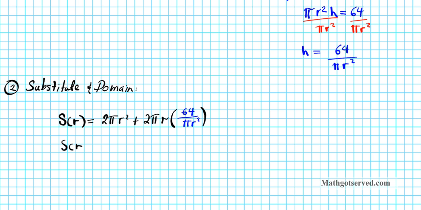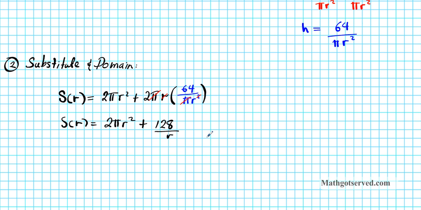We're going to have s of r is equal to 2 pi r squared plus, going to simplify to 128 over r. So basically you have the r cancel, this r goes here once, and then this pi cancels out with this pi, and then 2 times 64 is 128 over r. Okay, so this is our surface area function in terms of r.